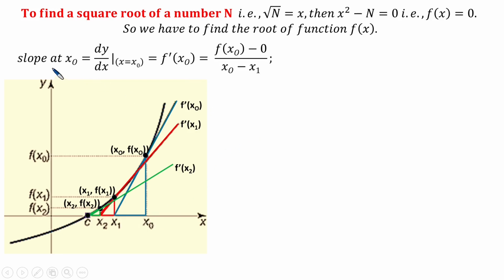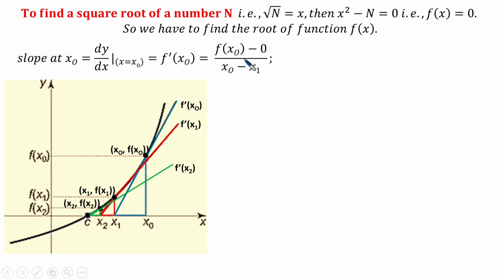Here I have written the slope at x equal to x0, dy by dx, and this is the notation. I write the dy by dx as f prime. The derivative of f of x with respect to x I can write as f prime x0, and as I said earlier, it is nothing but f of x0 minus 0. The y value here is 0. Here it is f of x0, so y2 minus y1 by x2 minus x1. So x2 is here, is your x0 here.